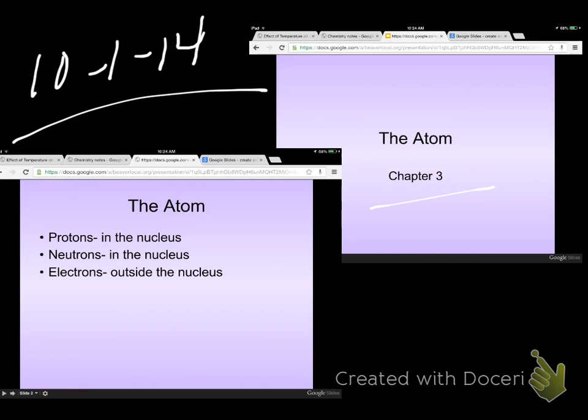3 subatomic particles make up the atom. And you've probably known this since, I don't know, 3rd grade, 5th grade, 7th grade. I don't know when the first place that you get this is, but 3 basic subatomic particles: protons, neutrons, and electrons. Protons and neutrons are in the nucleus. They're down in the middle. And electrons are zinging around outside. That's the first thing you got to know.